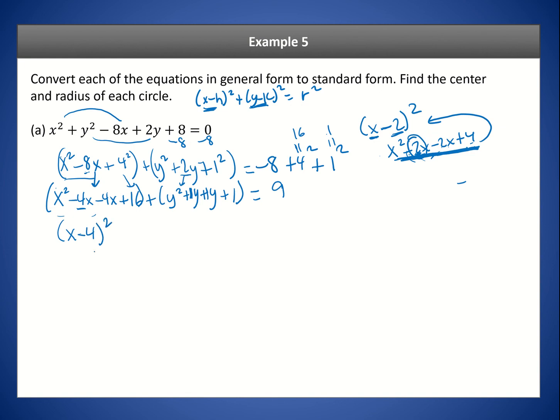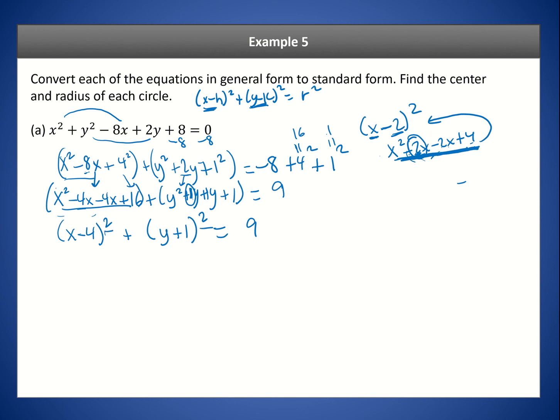x minus 4 times x minus 4. If I did that, I get x squared minus 4x minus 4x plus 16. That's exactly what I got here. So this checks out. We're just using the pattern of FOILing and going backwards to help us out here. So this becomes x minus 4 squared plus, and then we got 1 and 1, so it's going to be y plus 1 squared equals 9. So we went ahead and completed the square. Now they're perfect squares.